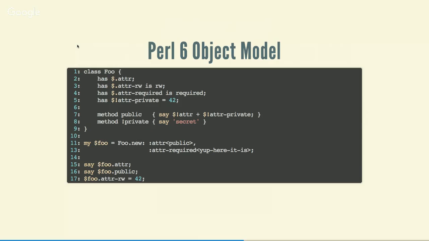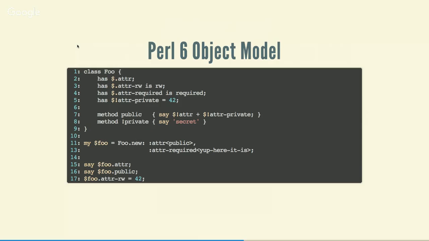That's line number 3. You can also specify a required attribute. Those will be required when you construct an object. And you can assign default values. That's on line number 5. And you can have private attributes using the exclamation point for the private attributes.